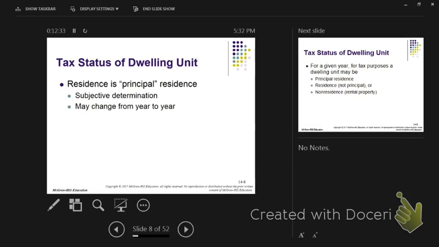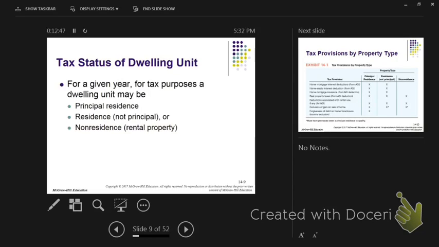So a residence is a principal residence. It's subject to determination and it could change every year. So if you have multiple residences, which one's your principal one can change from year to year. So for tax purposes, a dwelling may be a personal residence, principal residence, a residence, or a non-residence. So if you own 3 different, 4 different, 5 different properties, one is your principal residence. You cannot have more than one principal residence. You can then have a residence that's not your principal residence, and then you could have multiple non-residences if you have rental property. So if you're lucky enough to live here and have a lake house and have a house in Montana, or a ski house, your house here might be your principal residence, and your house at the lake and your house in Montana would be your residences.